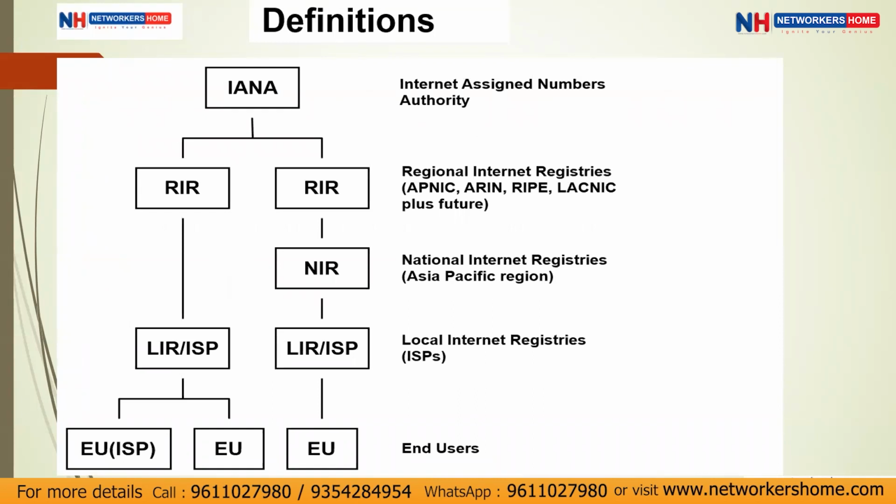And IANA, the Internet Assigned Numbers Authority, is responsible for managing IP version 4 and IPv6 addresses; all the parameters are decided by IANA. Then we have the regional internet registries. I have mentioned all these features in the previous slide. Then the national internet registries for the Asia Pacific region, local internet registries, ISPs, and end users.